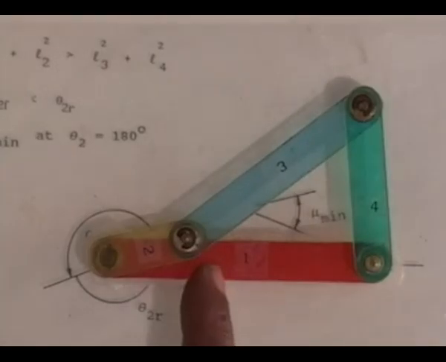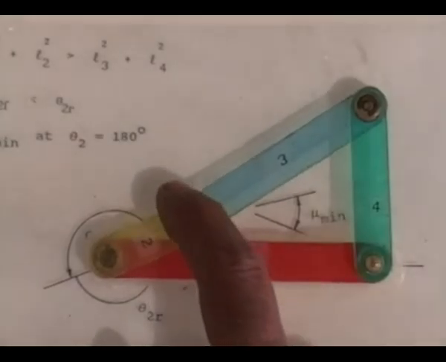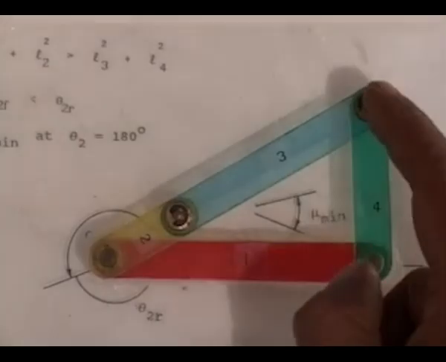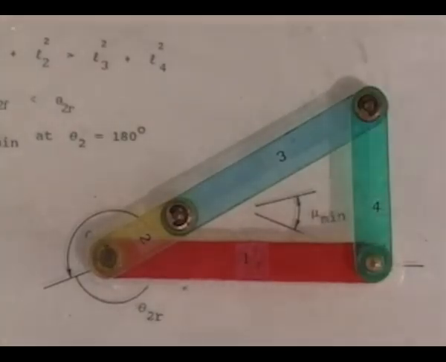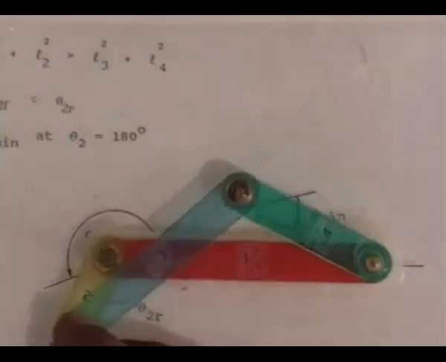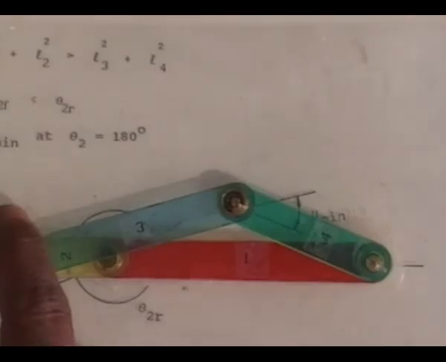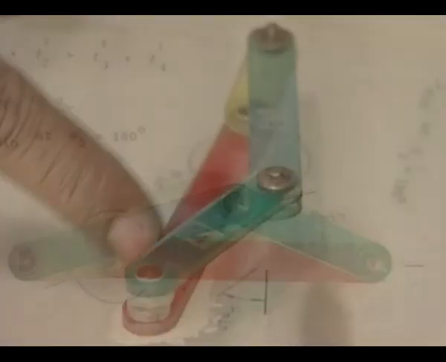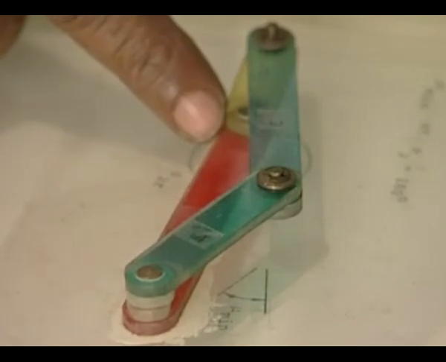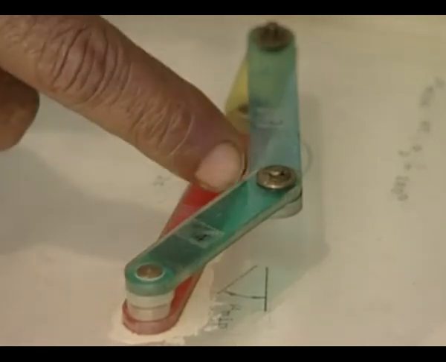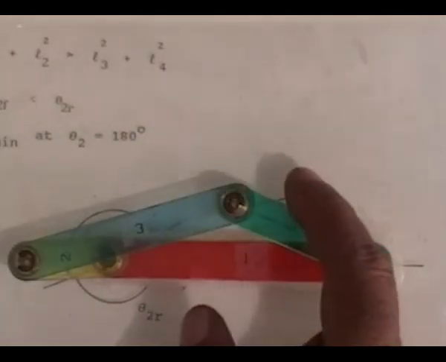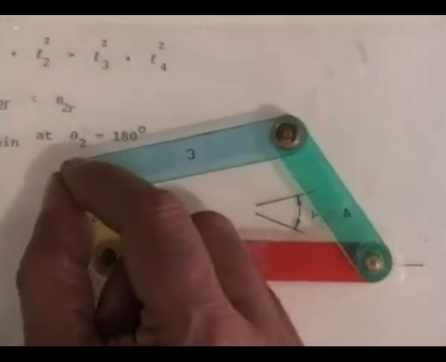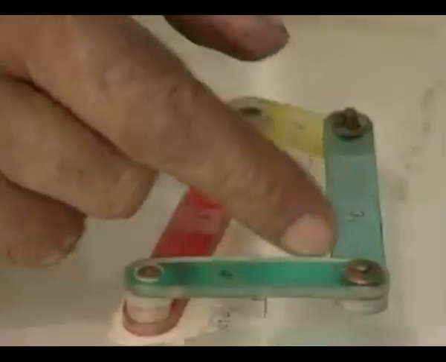Now let us look at this another model where L1 squared plus L2 squared is not the same as L3 squared plus L4 squared. Here the minimum transmission angle occurs only for this configuration, when the crank and the frame are along the same line and the angle between them is maximized. So, the transmission angle is minimum. Here the transmission quality is poor, and here the transmission quality is very good when the angle is close to 90 degree.